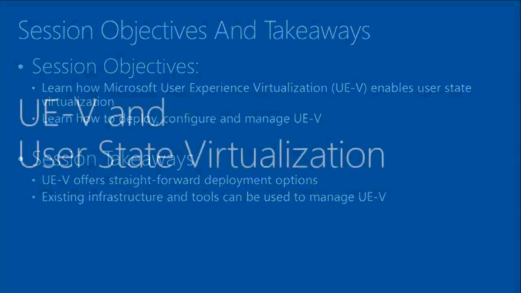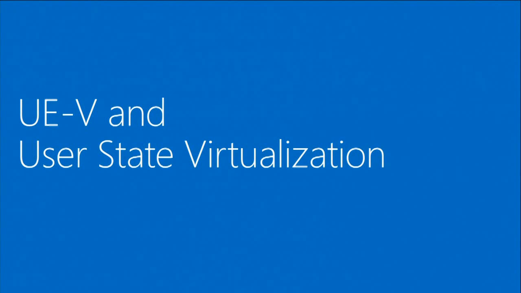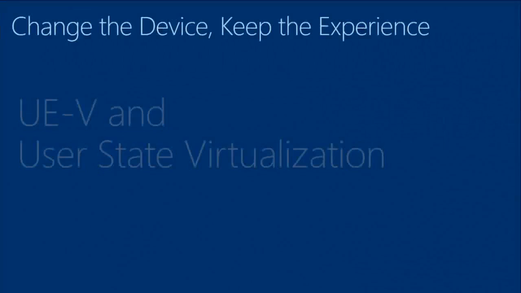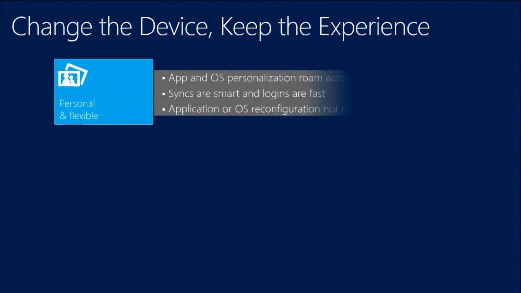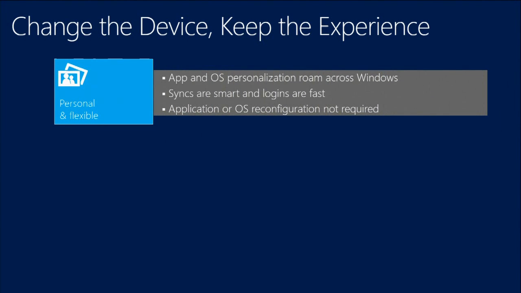So with that, let's dive in and talk a little bit about UEV and user state. The goal of this is really to help you change the device, but keep your experience. Now, what does that mean? There's several ways that we can view this. First off, it's all about being personal and flexible. This is where your apps and your OS, the customizations, personalizations that you make follow you. That you can get on that device quickly and easily without having to wait for everything to come down. And then you don't have to reconfigure your OS as you move between devices. Things just work the way you want.